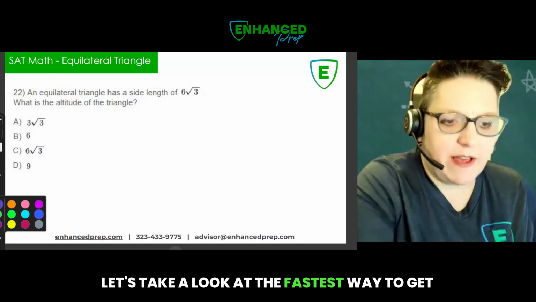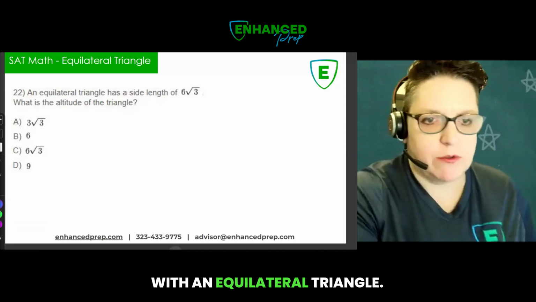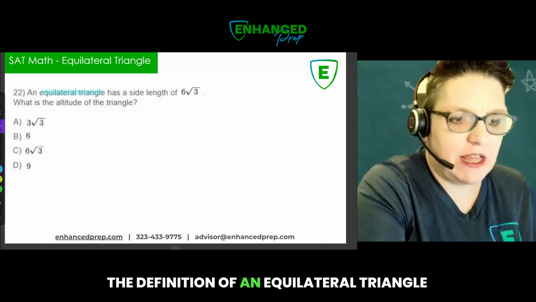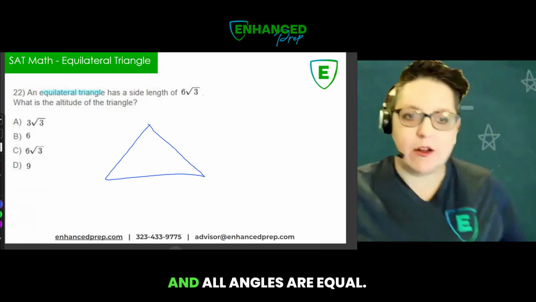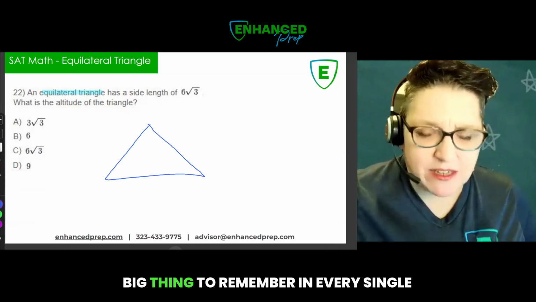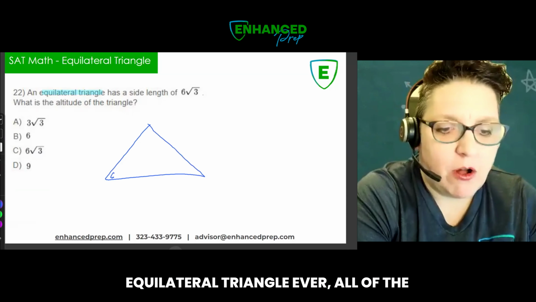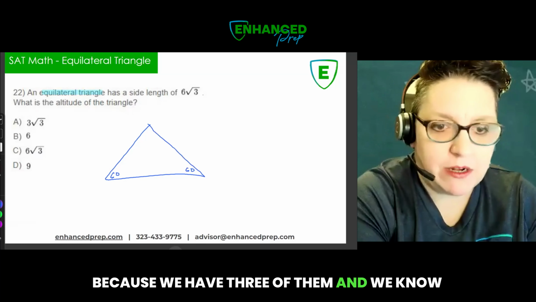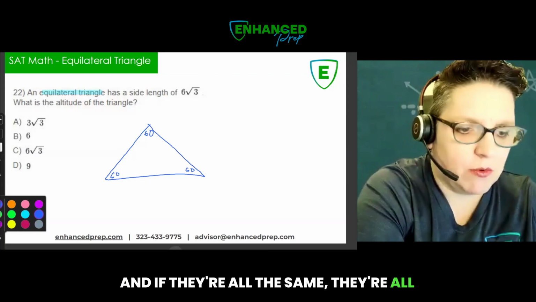Let's take a look at the fastest way to get through this SAT math question that deals with an equilateral triangle. Now, we need to start by remembering that the definition of an equilateral triangle is that all sides are equal to each other and all angles are equal. Big thing to remember in every single equilateral triangle ever, all of the angles are 60 degrees, right? Because we have three of them and we know that together they have to add up to 180. And if they're all the same, they're all going to be 60.